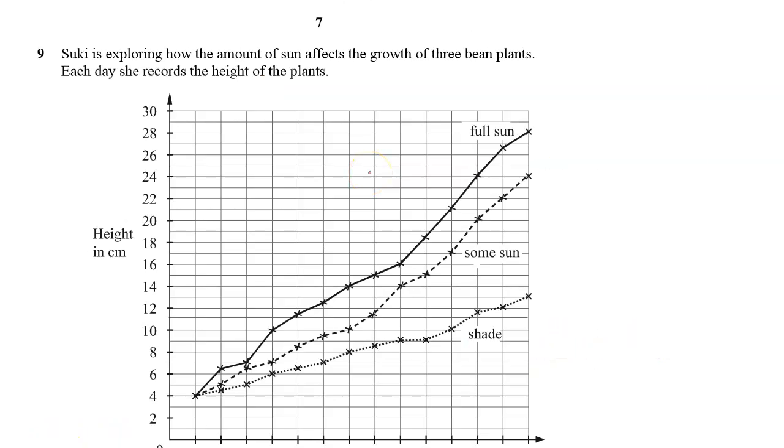Number 9. Suki is exploring how the amount of sun affects the growth of 3 bean plants. Each day she records the height of the plants. So here we have a graph, with height in centimeters on the y-axis and day on the x-axis. Apparently she recorded the height for 14 days.